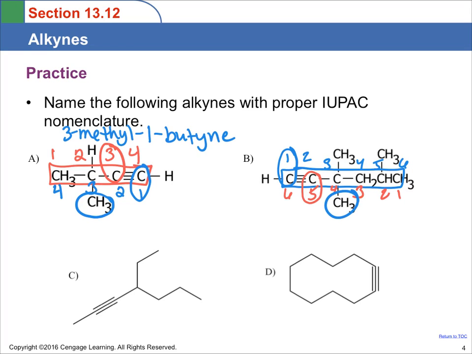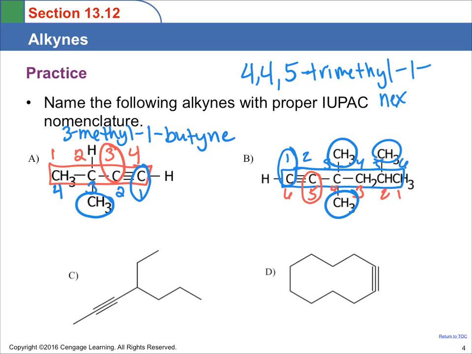We also have these 3 methyl groups to include, so we'll have 4, 4, 5 trimethyl, triple bond is on 1, 6 carbons is hex, and then YNE for the triple bond. Go ahead and pause the video and see if you can name C and D.